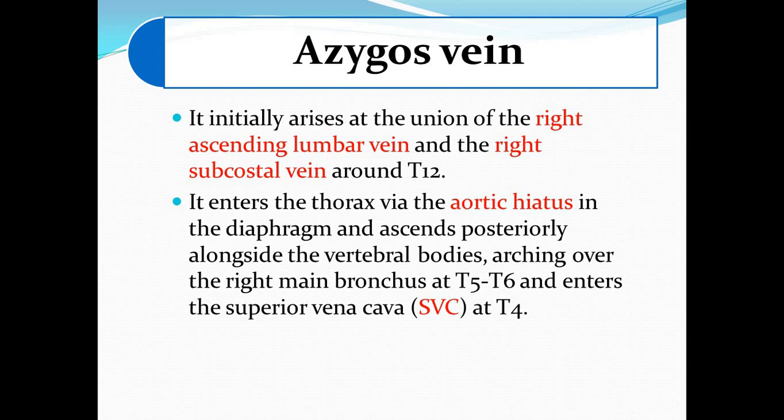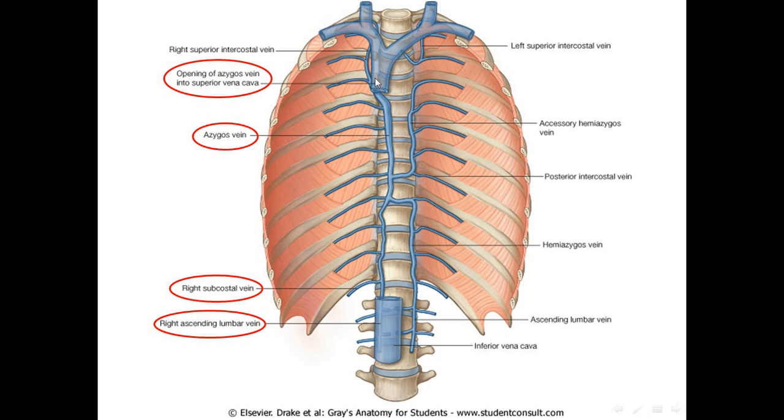It then enters the thorax via the aortic hiatus in the diaphragm and ascends posteriorly alongside the vertebral bodies, arching over the right main bronchus at T5, T6, and enters the superior vena cava at approximately the T4 level. So it's entering the superior vena cava here. This is T1, T2, T3, T4. So almost at the level of T4, it enters the superior vena cava. This is the normal course of the azygos vein.